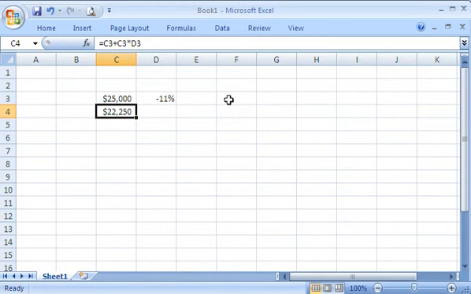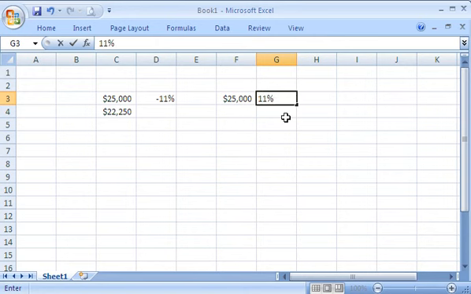So let's look at that over here. Here's my original amount, $25,000. Here's the percentage it'll change by, 11%, and notice that I entered that as a positive 11%. In this case, to use positive 11%, we're going to have to use a negative sign in the formula.